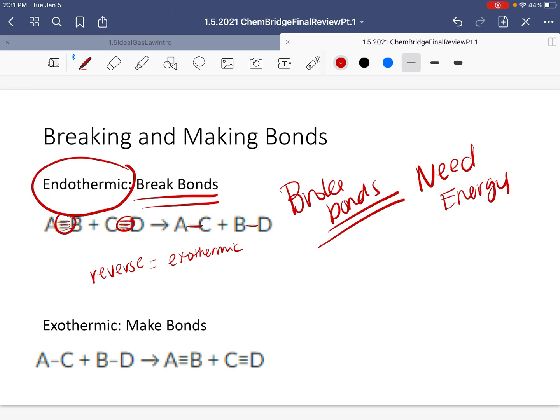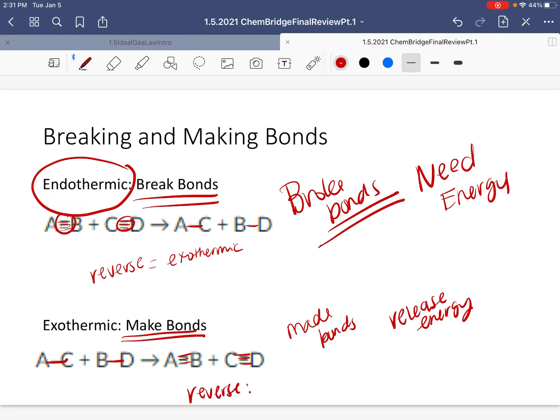And now let's look at this next one. Exothermic, you make bonds. So I go from single bonds to triple bonds. I made some bonds. This releases energy. So this is an exothermic reaction. So the reverse of this relationship would be the opposite. So it would be endothermic.